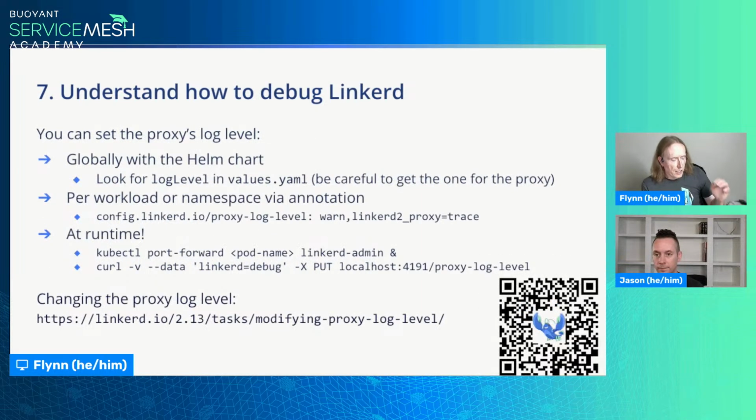Finally, it is possible to change the proxy's log level. I'm not actually going to run through all of these. You can do it in Helm. You can do it with an annotation, which of course requires you to roll the workload afterwards. You can do things at runtime with kubectl port-forward and curl, which is a particularly scary way to arrange for your cluster to not really be in a controlled state anymore, but it works. Just remember to put it back when you're done.